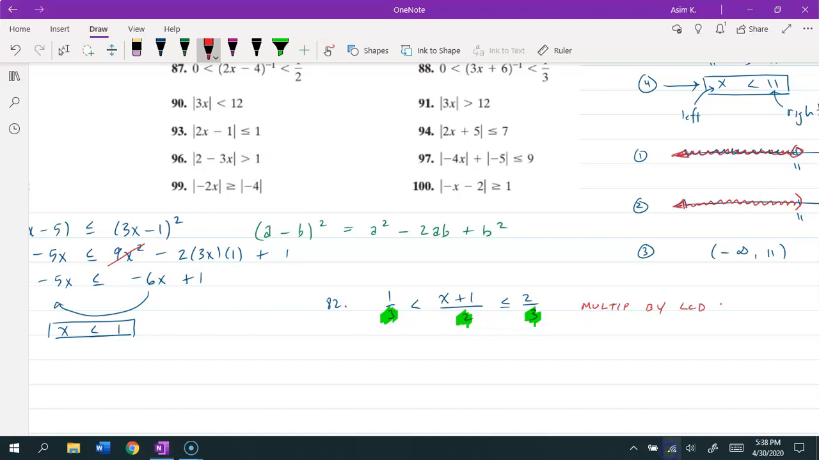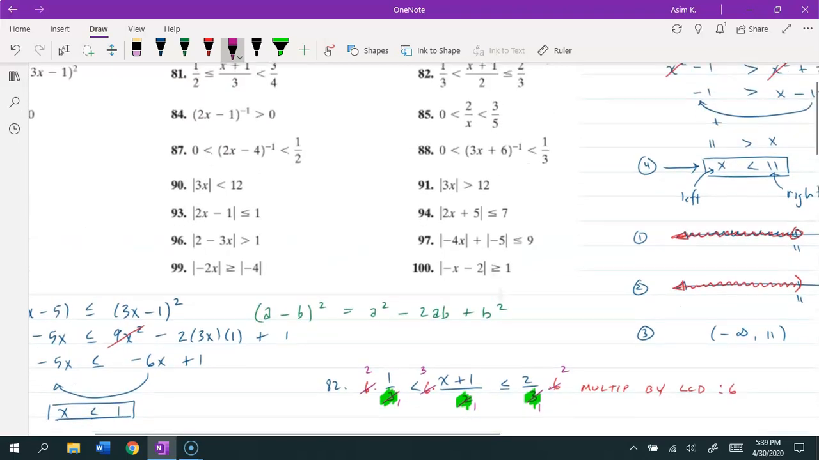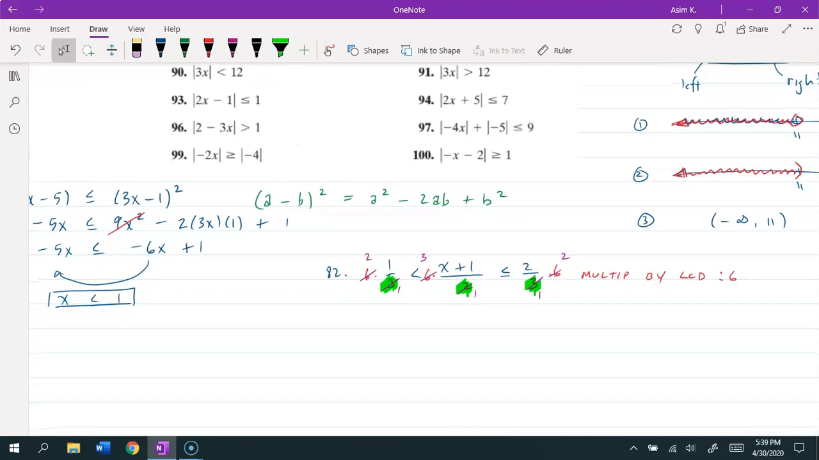So the LCD of 2 and 3 is basically 6. So if we were to multiply by 6 throughout, here's what will happen. In that first situation, the 6 and the 3 will cross each other off, and you'll end up with 2 and 1. And then you'll end up with 3 and 1, and then finally you'll end up with 1 and 2, right? So when you have something like that, it's going to save you a little bit more time.